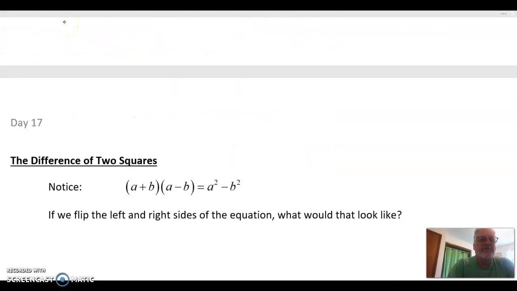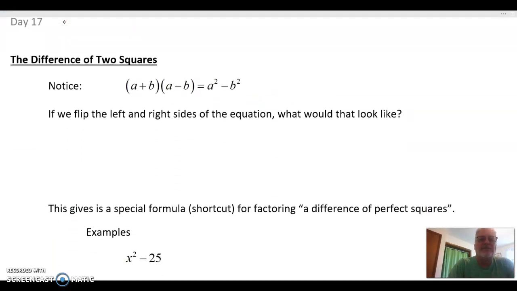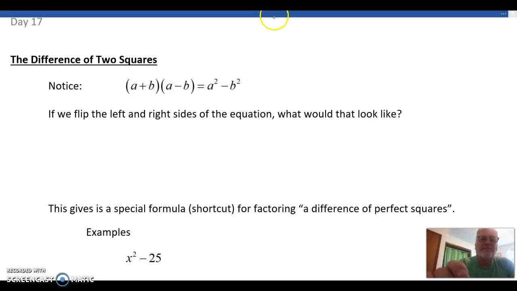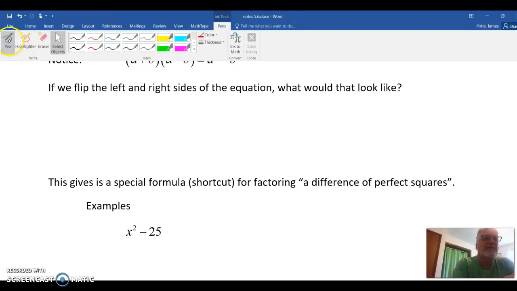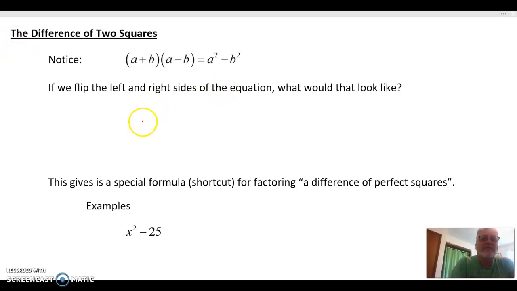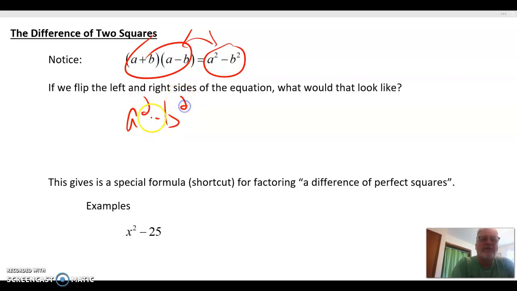Now we have the difference of two squares. This one is very useful. We use it all the time. I'll try to get that example in there too. There we go. Okay, so if you flip-flop them, I'm just going to take this and this and flip-flop them. So it's a squared minus b squared. So it's a difference of two perfect squares. And it factors to be a plus b and a minus b.